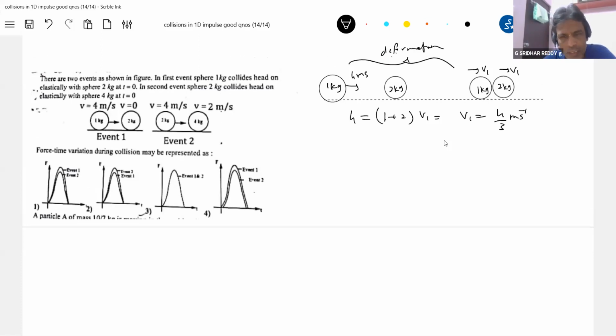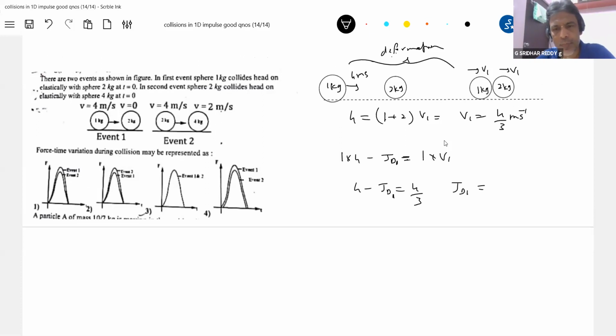Impulse of deformation. Can we calculate that, JD, the impulse of deformation? You take any one block. Let me take the 1 kg ball. 1 into 4 minus JD should be equal to 1 into V1. So 4 minus JD equals 4 by 3. We'll call it JD1, because it is the impulse in the first event.